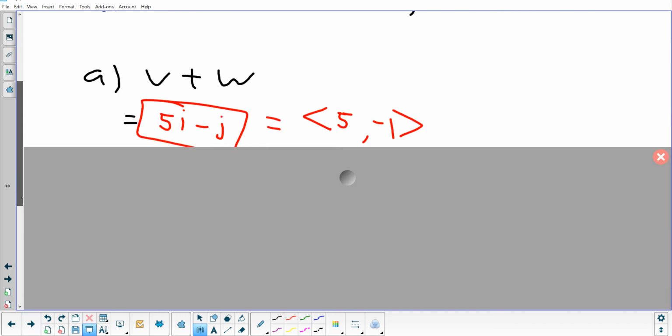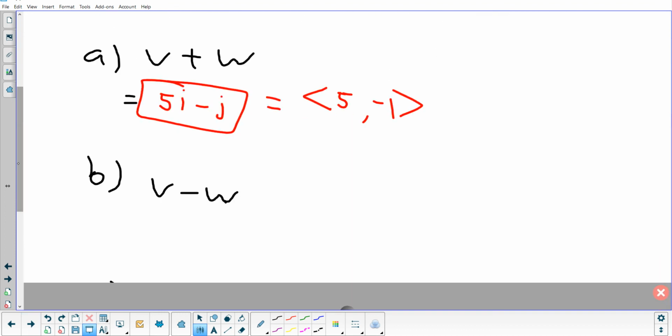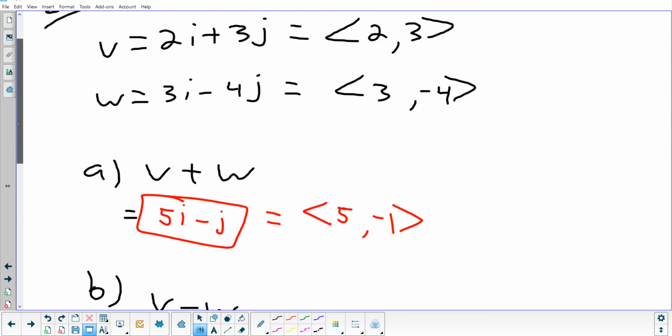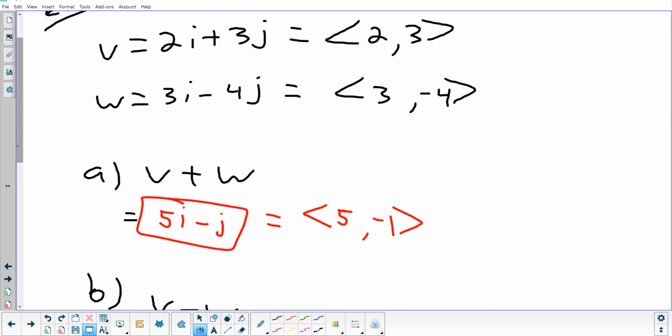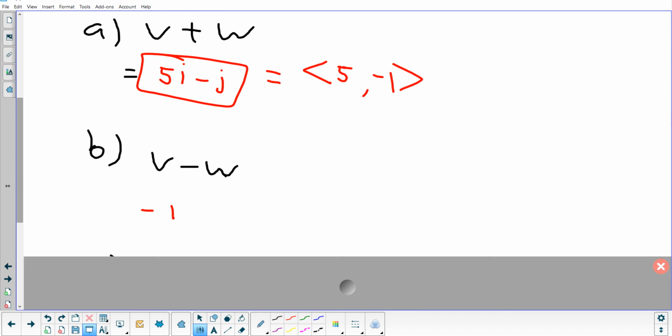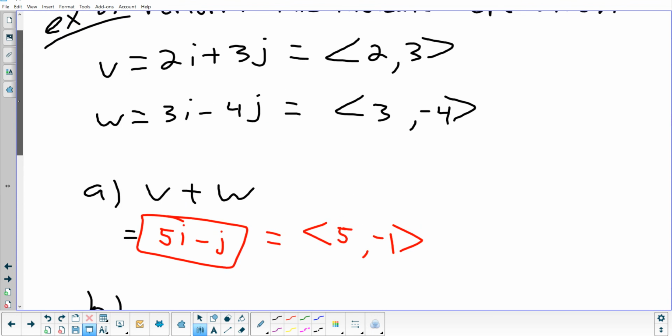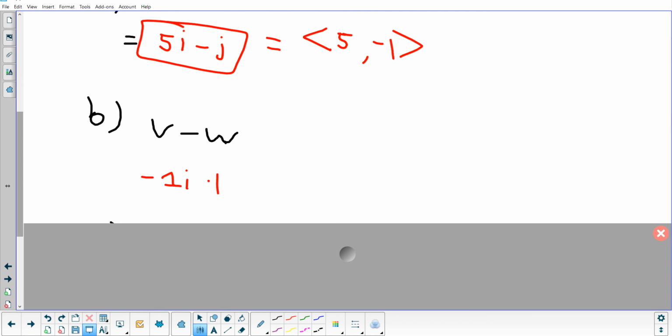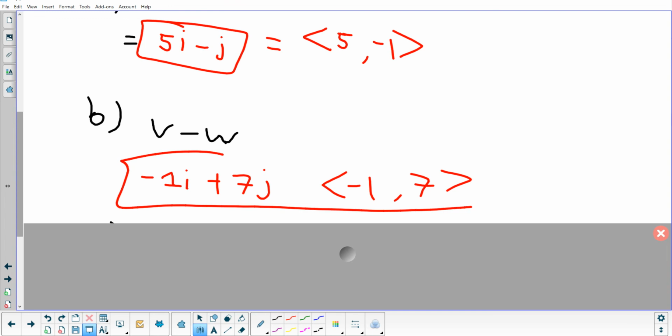All right, so let's subtract them. v minus w. What's the horizontal if I subtract? Negative 1i. You can put negative 1i. I would just put negative i, but negative 1i is okay. And what about the vertical? 7j. Right, 3 minus negative 4, 7j. And if you write it in the notation we learned yesterday, negative 1, 7. Same thing. Any question on that one?